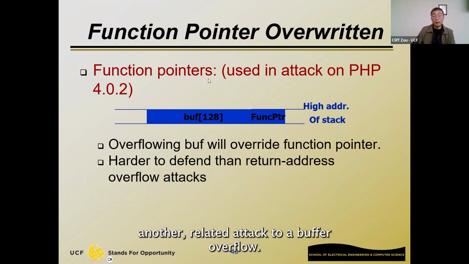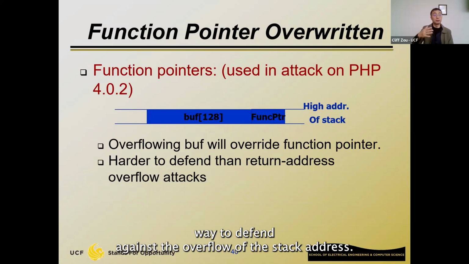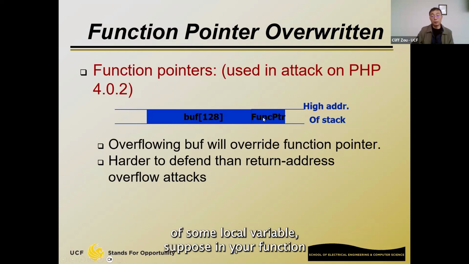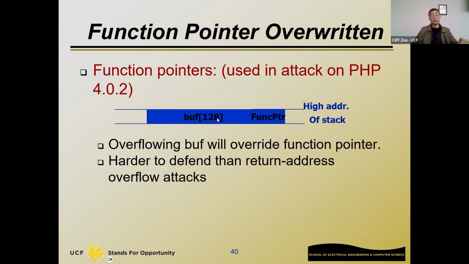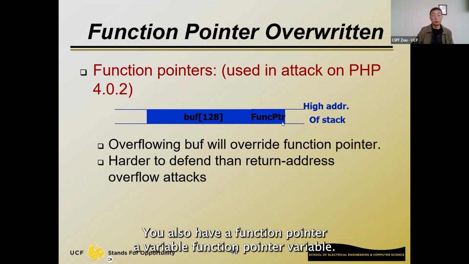Another attack related to buffer overflow is this function pointer override. Stack overflow is where we overflow the return address in the stack, but people have presented effective ways to defend against the overflow of the stack address. But if you overflow some local variable, suppose in your function you have a buffer, a string array buffer variable, you also have a function pointer variable.